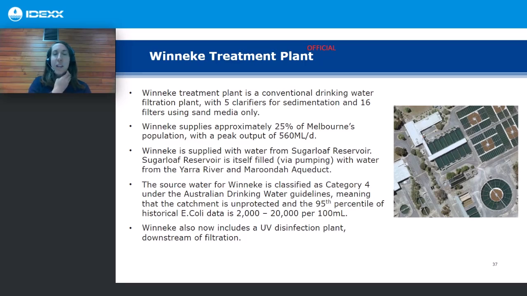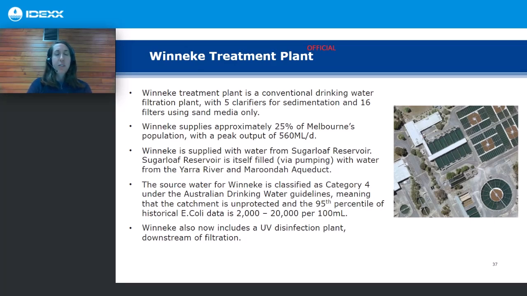So Winnichy treatment plant is a conventional drinking water filtration plant. We have 5 clarifiers for sedimentation and 16 filters with sand media only. So it was built back in 1979, so it's a fairly old plant. It supplies about 25% of Melbourne's population with about 560 megalitres a day at the peak output. And it's supplied with water from Sugarloaf Reservoir.